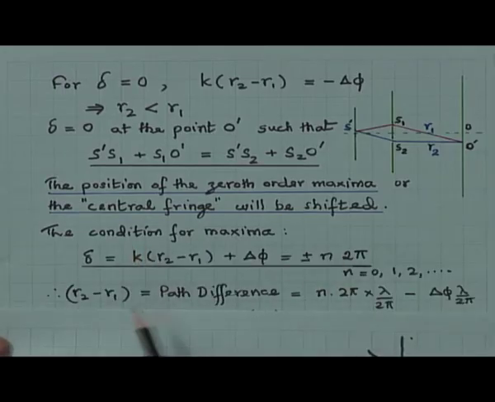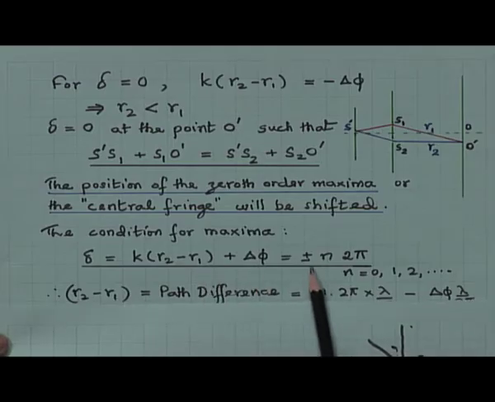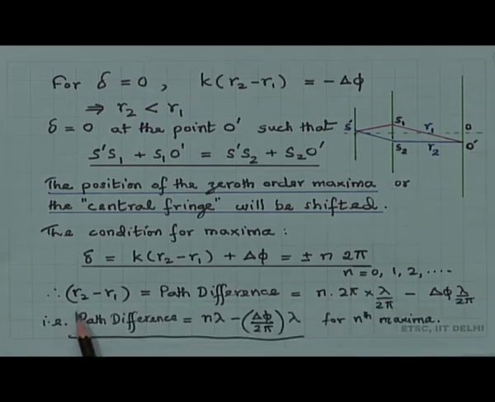Therefore, the condition for maxima is delta equal to k(r2 minus r1) plus delta phi equal to plus minus n times 2 pi. Or r2 minus r1, the path difference, is equal to, I have taken the delta phi to the other side and divided by k everywhere, and k is 2 pi by lambda, therefore lambda by 2 pi is here. So, n times 2 pi divided by k minus delta phi divided by k.